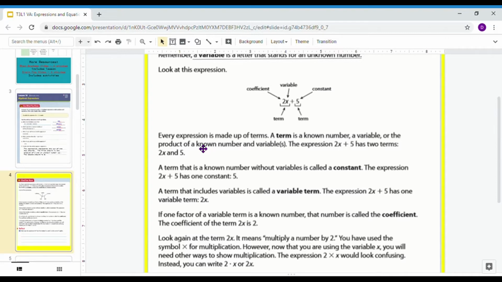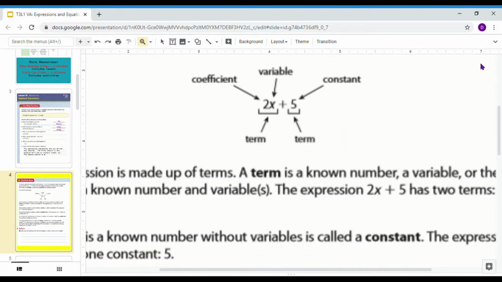So a variable is a letter. We know that this x right here is a variable because whenever I see any type of letter in a math problem, I can call that a variable. And then the next thing that it says: every expression is made up of terms. A term is a known number, a variable, or the product of a known number and variable. The expression 2x plus 5 has 2 terms.